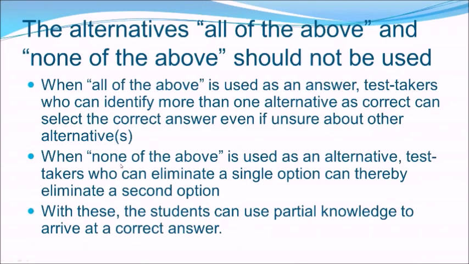Similarly, the same thing with "none of the above" also, the same argument. If you put "none of the above," it is easy to exclude one of them. So totally avoid "all of the above" and "none of the above."